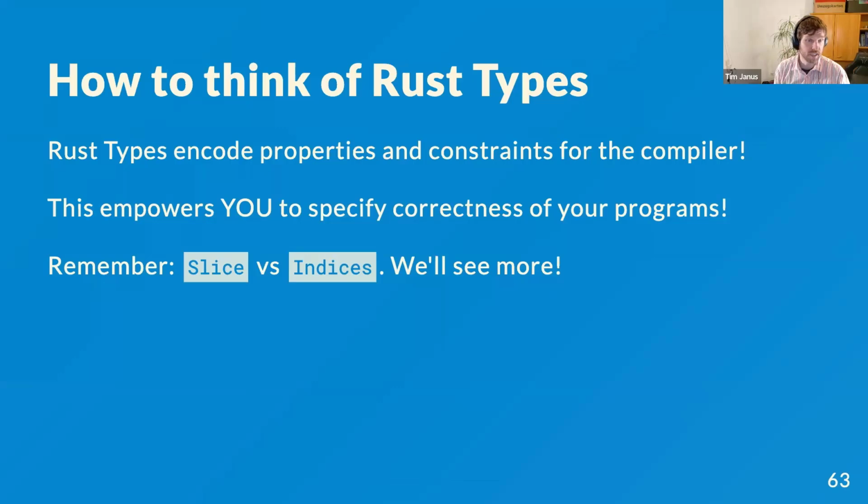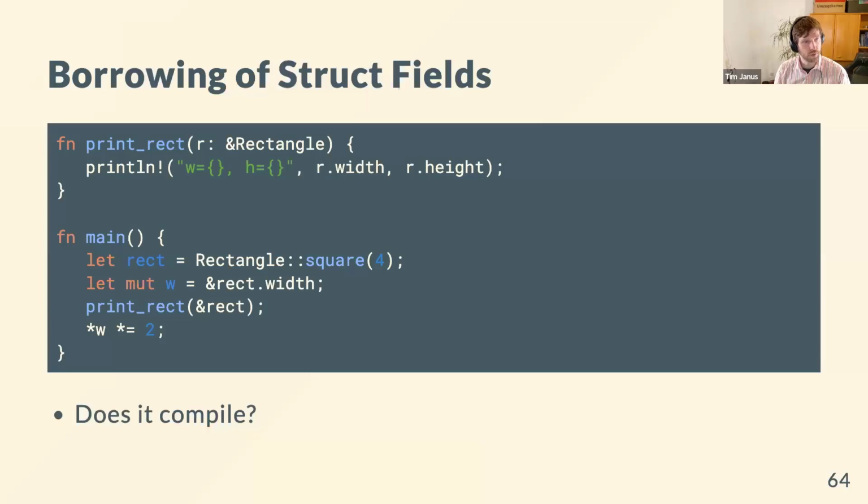And the first example you already saw here is how slices as a type could empower the compiler to help you write correct Rust. And we will probably see more when you continue the journey with Rust, with the newtype pattern.